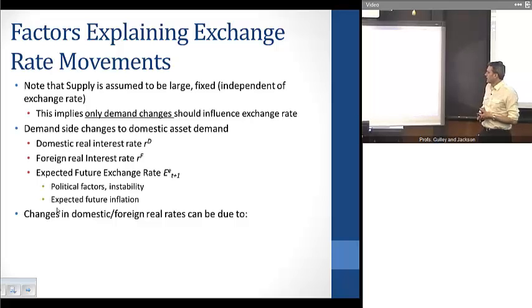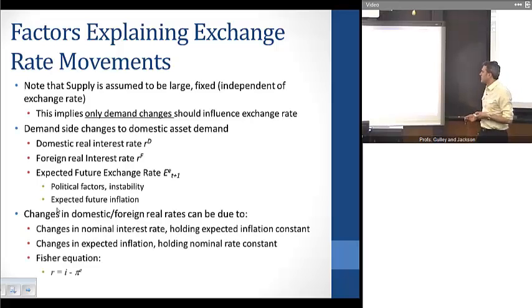And so it turns out that changes in domestic or foreign real interest rates, there's a couple ways in which that can be channeled. So if we think back to the Fisher equation, again, changes in real variables can be driven either by their nominal counterpart or by inflation. So in this case, if we're thinking about real interest rates, then changes in either the domestic or the foreign real rate can be driven either by changes in the nominal interest rate, holding inflation constant, or changes in the expected inflation rate, holding the nominal interest rate constant.